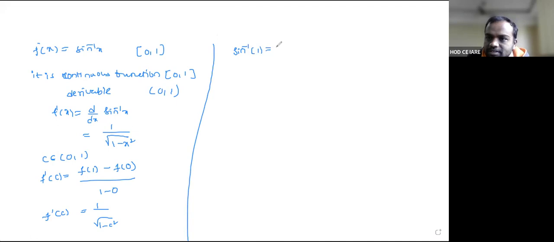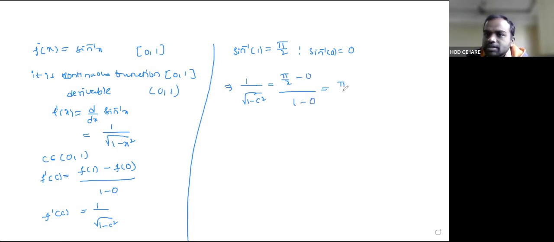sine లో ఎప్పుడు 1 వస్తుంది, ఏ యాంగిల్ దగ్గర 1 వస్తుంది, pi by 2. Okay, and sine inverse of 0: when we get 0, sine 0 is 0. So you can get some value. We can write here 1 by root 1 minus c square equals (pi by 2 minus 0) by (1 minus 0). So that is equal to pi by 2.